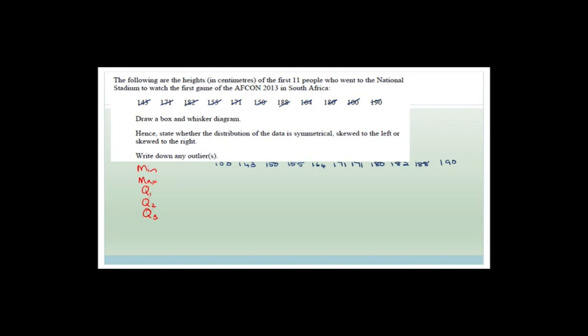And then what we do is we count to make sure we've got enough numbers. 1, 2, 3, 4, 5, 6, 7, 8, 9, 10, 11. Yay, because they said there were 11 people. We sorted. So our minimum number is 100 and our maximum is 190.